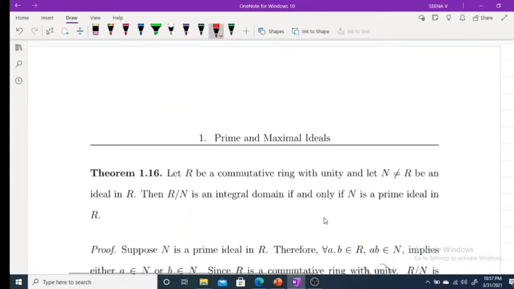Now moving to one theorem similar to theorem 1.15. What is the theorem? Let R be a commutative ring with unity, and N not equal to R be an ideal in R. Then R over N is an integral domain if and only if N is a prime ideal. Earlier it was R by M is a field if and only if M is a maximal ideal.